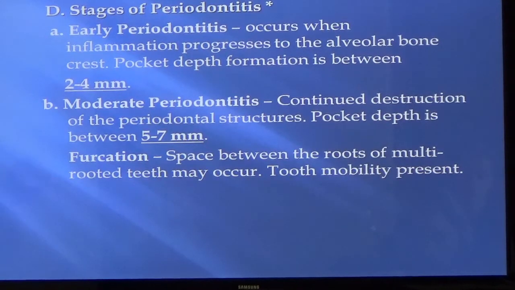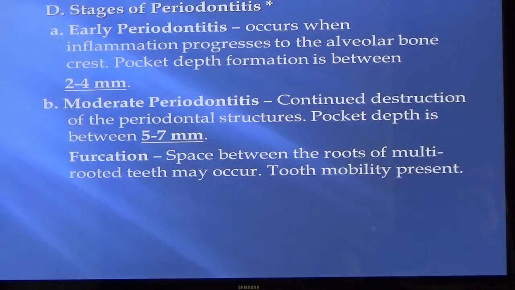Okay, so in moderate periodontitis, when we check, we start to feel that separation of the roots. Remember when you did charting, you had a class 1 furcation where you put an inverted triangle. Class 2, you closed the triangle, meaning you could feel a little bit, but you couldn't go all the way through. Class 3 means that furcation is through and through. You can put your probe and go to the other side. So in moderate, space between the roots of multi-rooted teeth may occur. There could be some mobility.